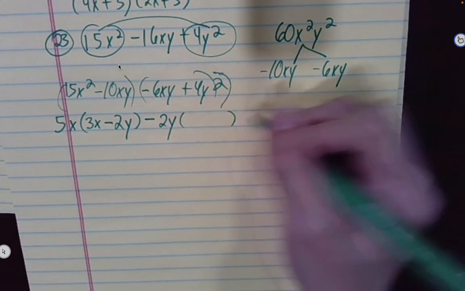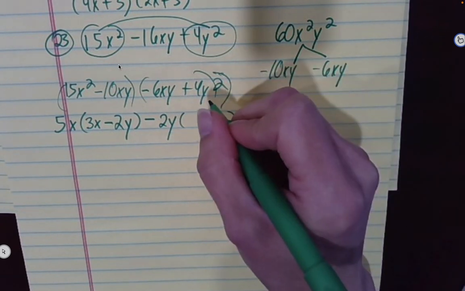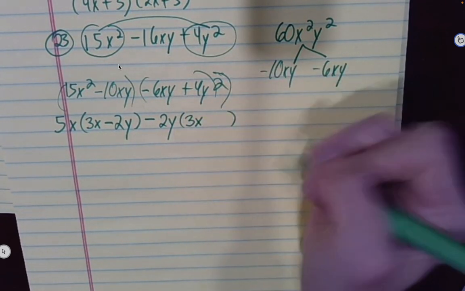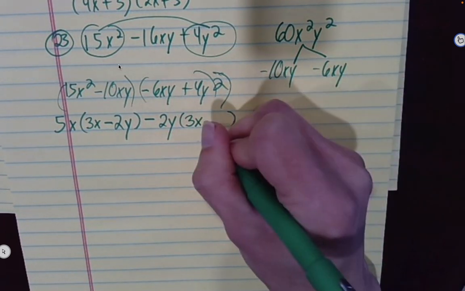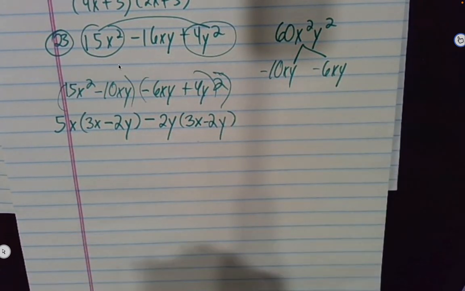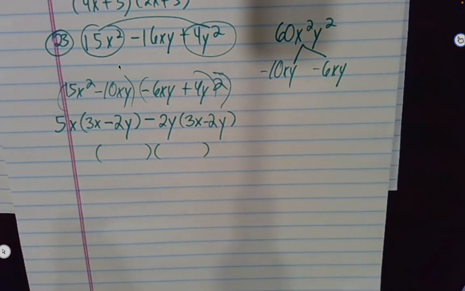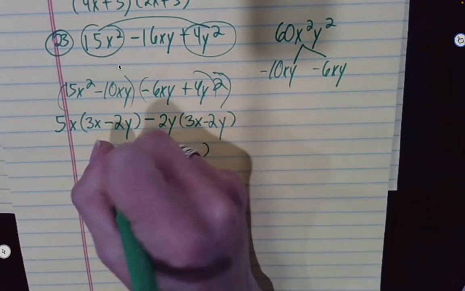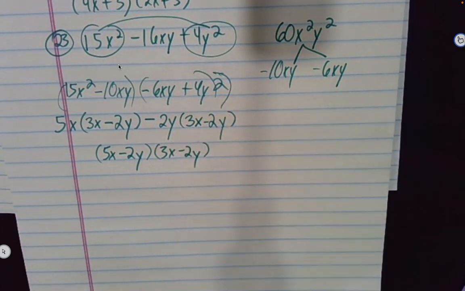So what's left over? What is negative 6 divided by negative 2? 3, and we'll have an x. What is 4 divided by negative 2? Negative 2, and I have a what? A y. Do they match? Yes. They have to match. The positives and negatives have to be perfect. So you have what's on the outside, your 5x and your negative 2y, or minus 2y. And then what's on the inside? 3x minus 2y.